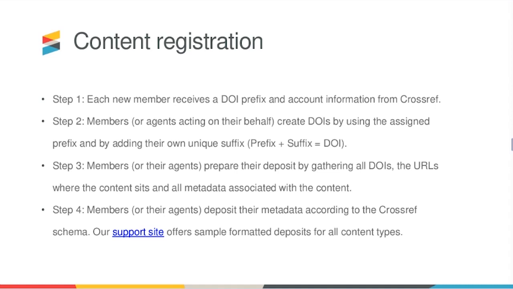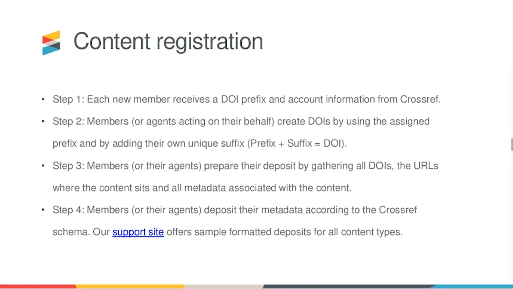So if you go to the CrossRef website and apply to become a member, you can work through that process with our member team. You sign an agreement, you pay a membership fee. And the step after that is that our membership team sends each member their own DOI prefix and account information to log into our systems that allow them to register DOIs.